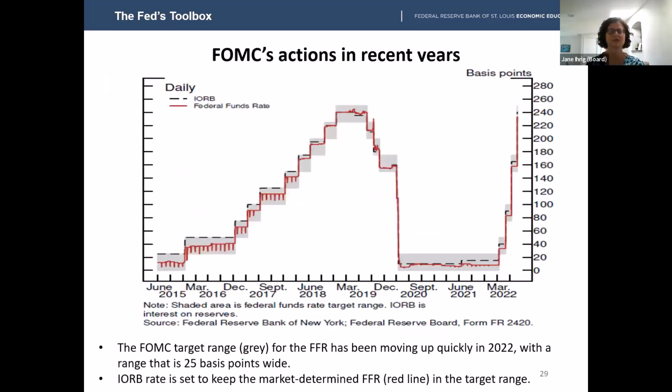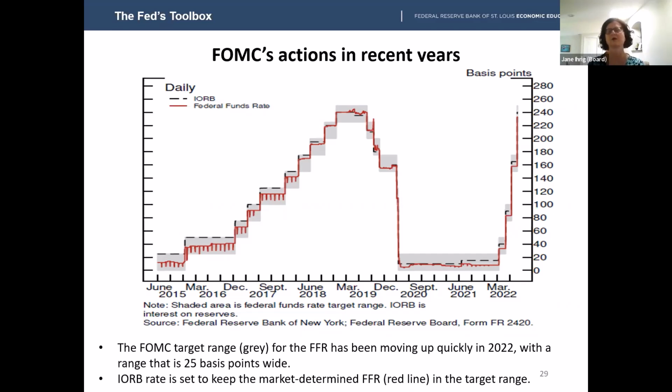So on this slide, let's look first at the gray range. That's the Federal Open Market Committee's target range. It's been 25 basis points wide, so a quarter of a percentage point. On the left, you can see during the global financial crisis, that range was set near zero. In December 2015, the economy had recovered enough that they moved the target range up. And then they moved it up for a number of years.